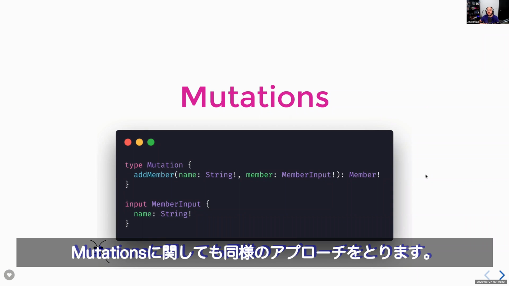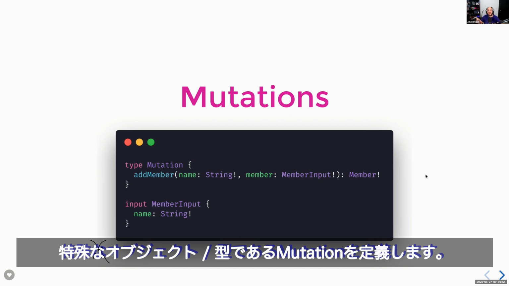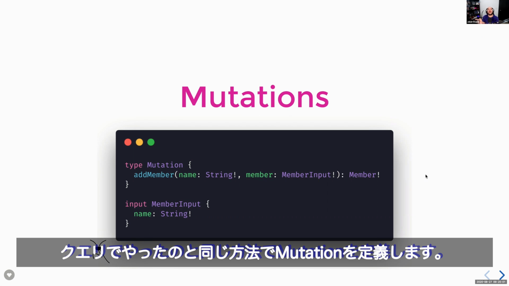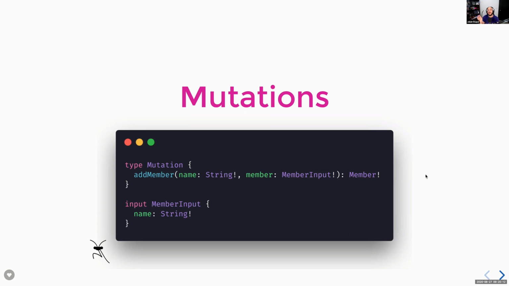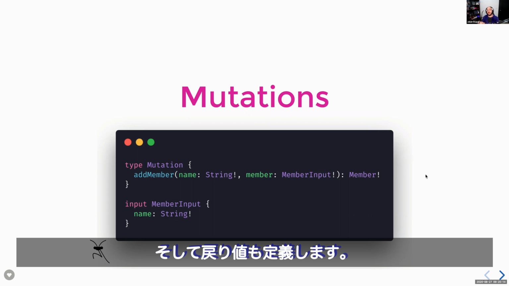And we have a similar approach for the mutations. So we have this special object, which is the mutation, or this special type. And here we define an operation the same way as we did with the queries. So we define a method or an operation with the different input parameters, and then we specify the return value.